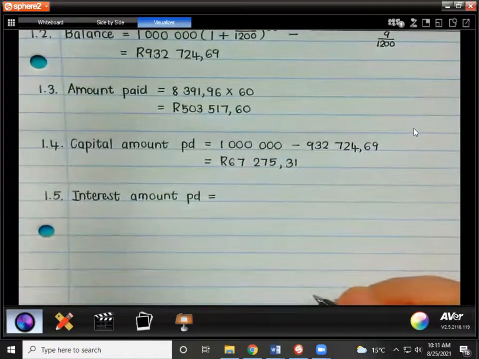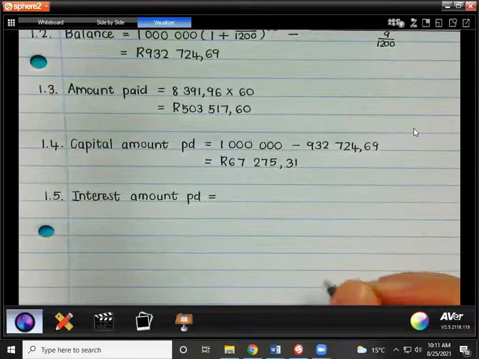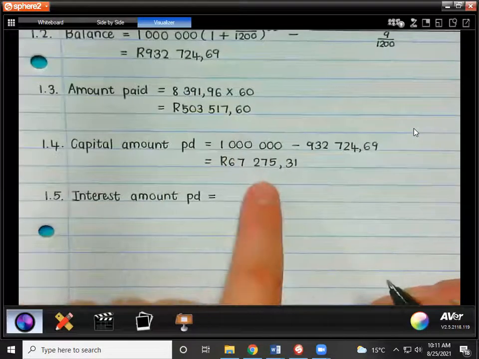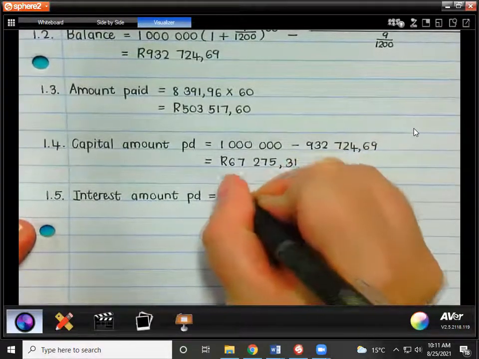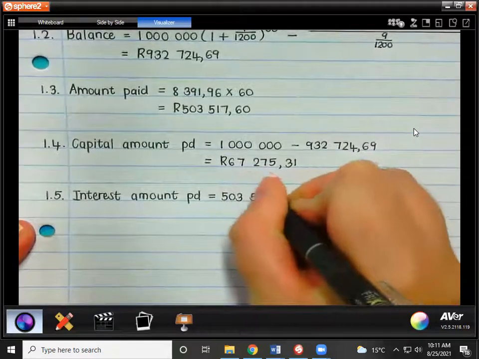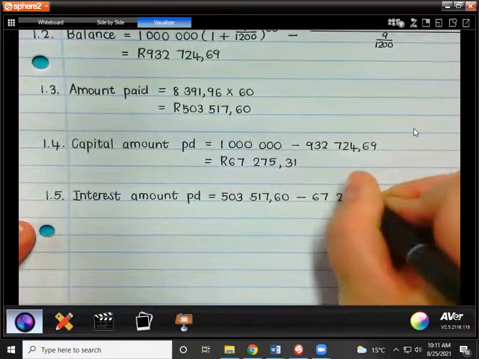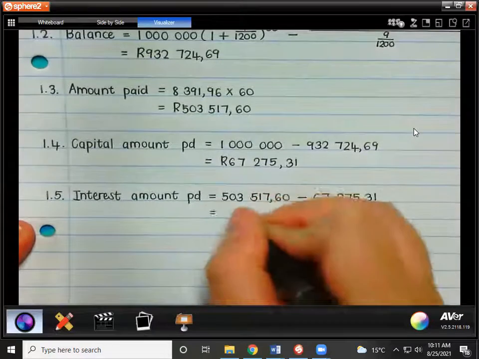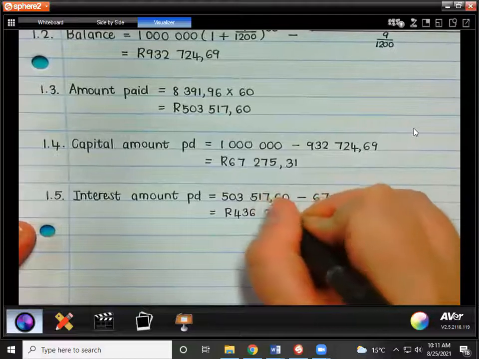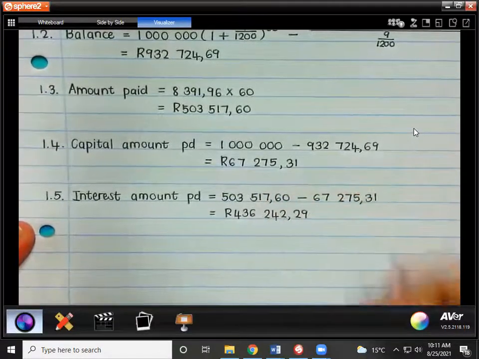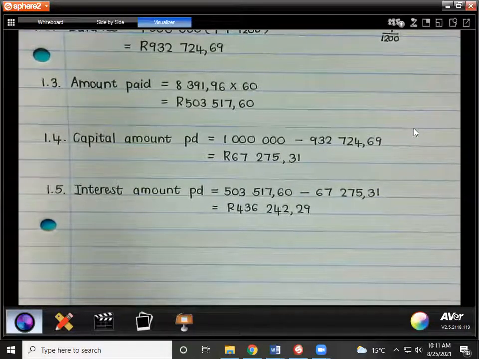All right, so 1.5 is now asking how much of the money paid at the end of 5 years was interest. All right, so obviously we're going to take our amount paid and we're going to minus what the capital amount was that we paid, because the difference there will be interest. So that will be 503,517.60 minus 67,275.31, and that is 436,242 Rand and 29 cents. And that's only after 5 years. Hey, this thing is still going to carry on for another 20.